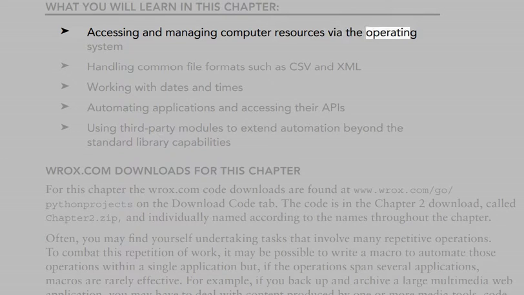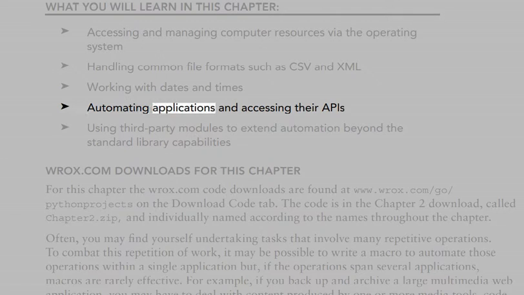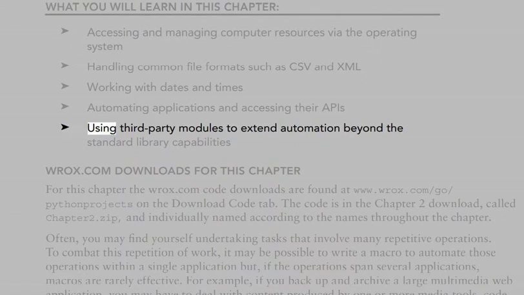Resources via the operating system. Handling common file formats such as CSV and XML. Working with dates and times. Automating applications and accessing their APIs. Using third-party modules to extend automation beyond the standard library capabilities.